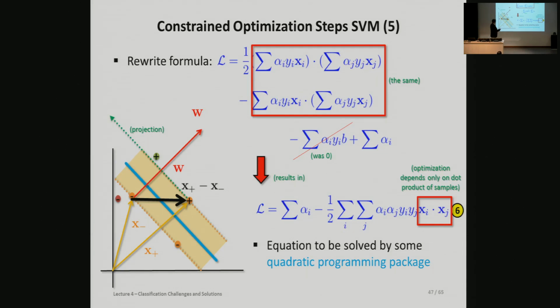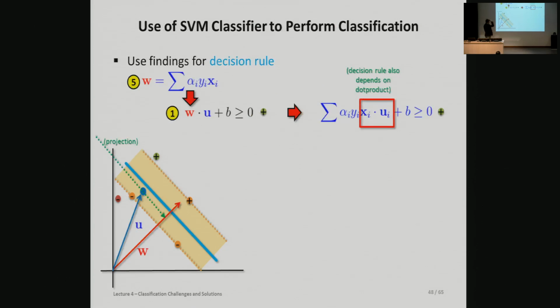And this equation is now solved by a quadratic programming package, like for instance in libSVM, there's an SMO, sequential minimal optimization, inside, that solves this Lagrangian. So this is basically how the SVM geometrically creates this optimization problem.